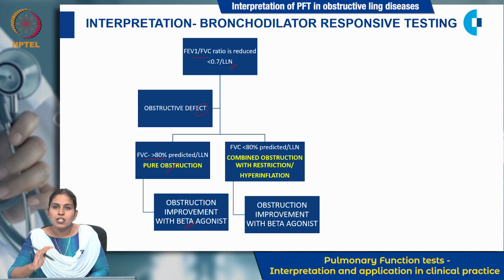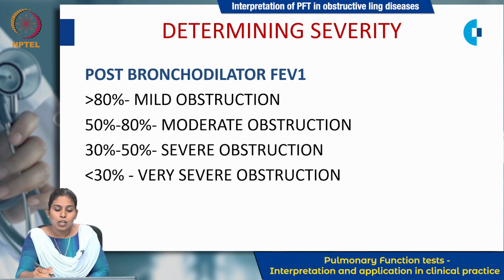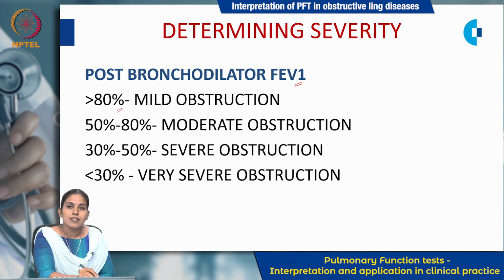Okay, so we have established that the person is having obstructive disease and it improves with the beta agonist also. Then it is our responsibility to determine the severity also. For determining the severity, we use something called grading. After the post bronchodilator value, we take the FEV1 against the predicted value. If it is more than 80% of the predicted value, it is mild obstruction.